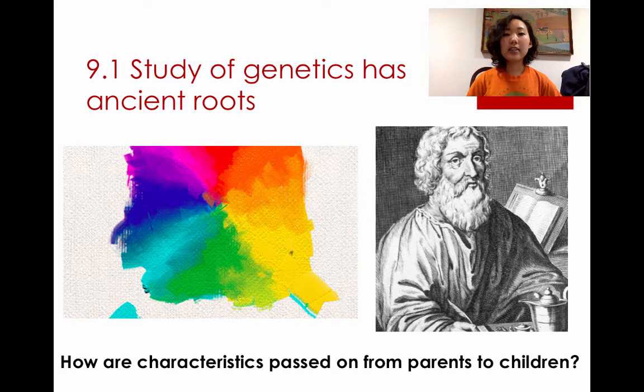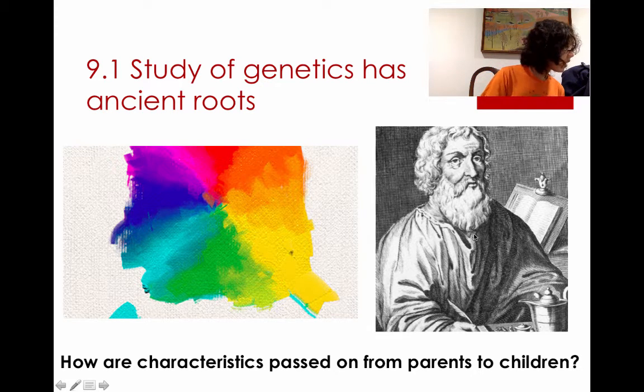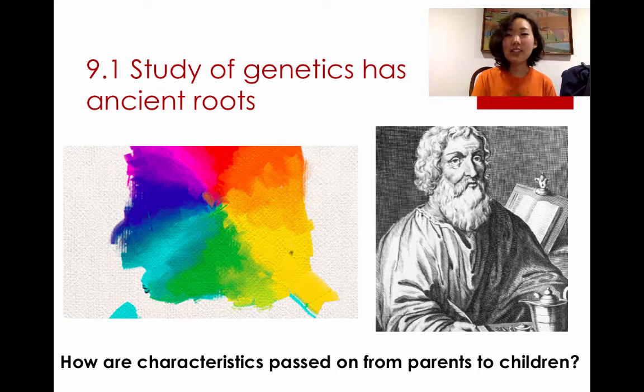So the study of genetics has a lot of historical roots. Genetics here refers to the study of how traits are inherited from one generation to another. And so in the past, one of the first people to think about this concept was someone named Hippocrates. He had a lot of ideas. A lot of them weren't correct, but he was one of the first people to think about this.